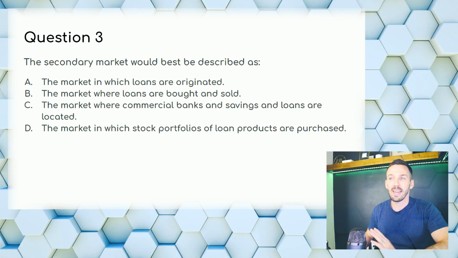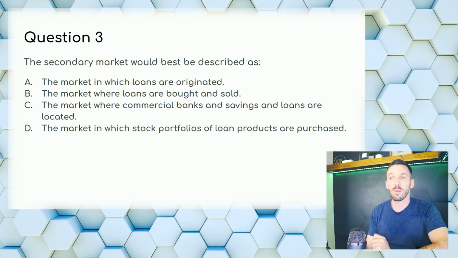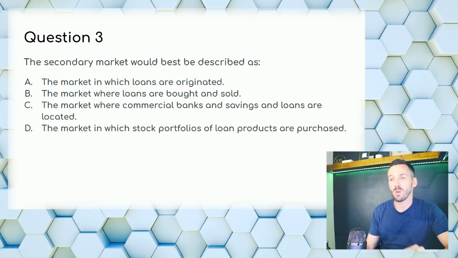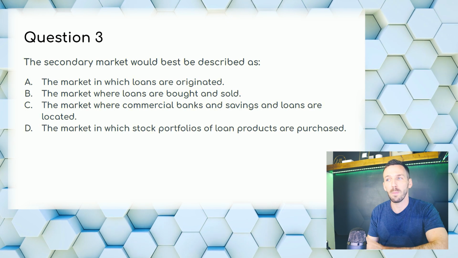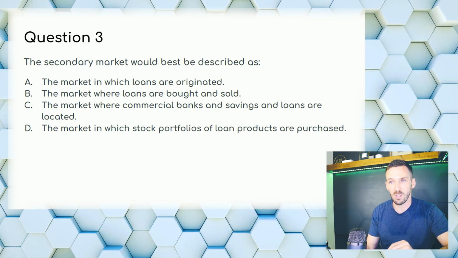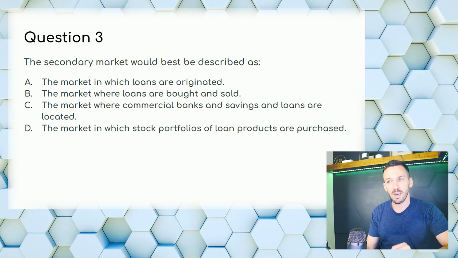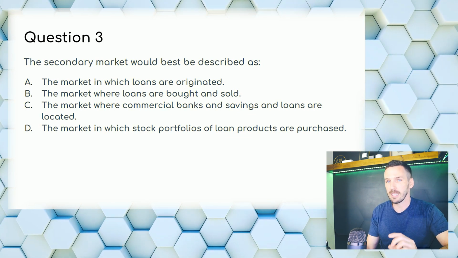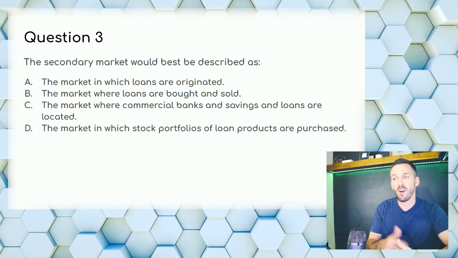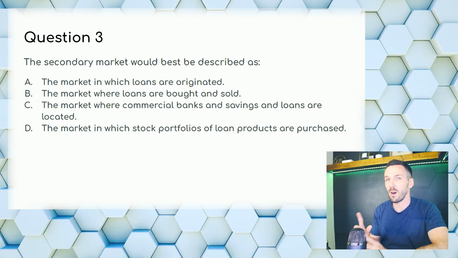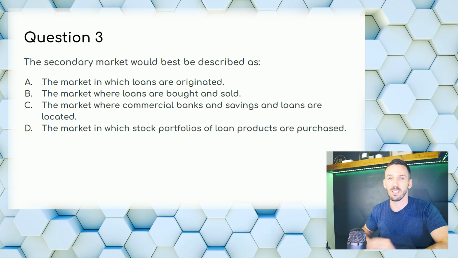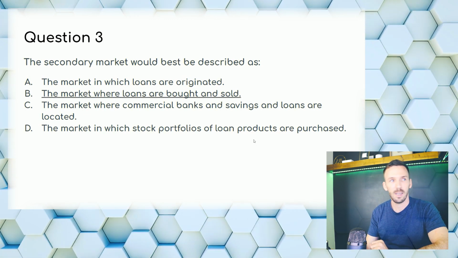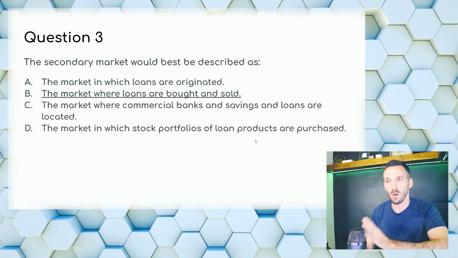Question 3. The secondary market would best be described as A, the market in which loans are originated, B, the market where loans are bought and sold, C, the market where commercial banks and savings and loans are located, or D, the market in which stock portfolios of loan products are purchased. So this is a pretty simple question here. Your Wells Fargo bank will sell your loan on the secondary market to another company, usually Freddie or Fannie Mae. So answer here B, the market where loans are bought and sold.